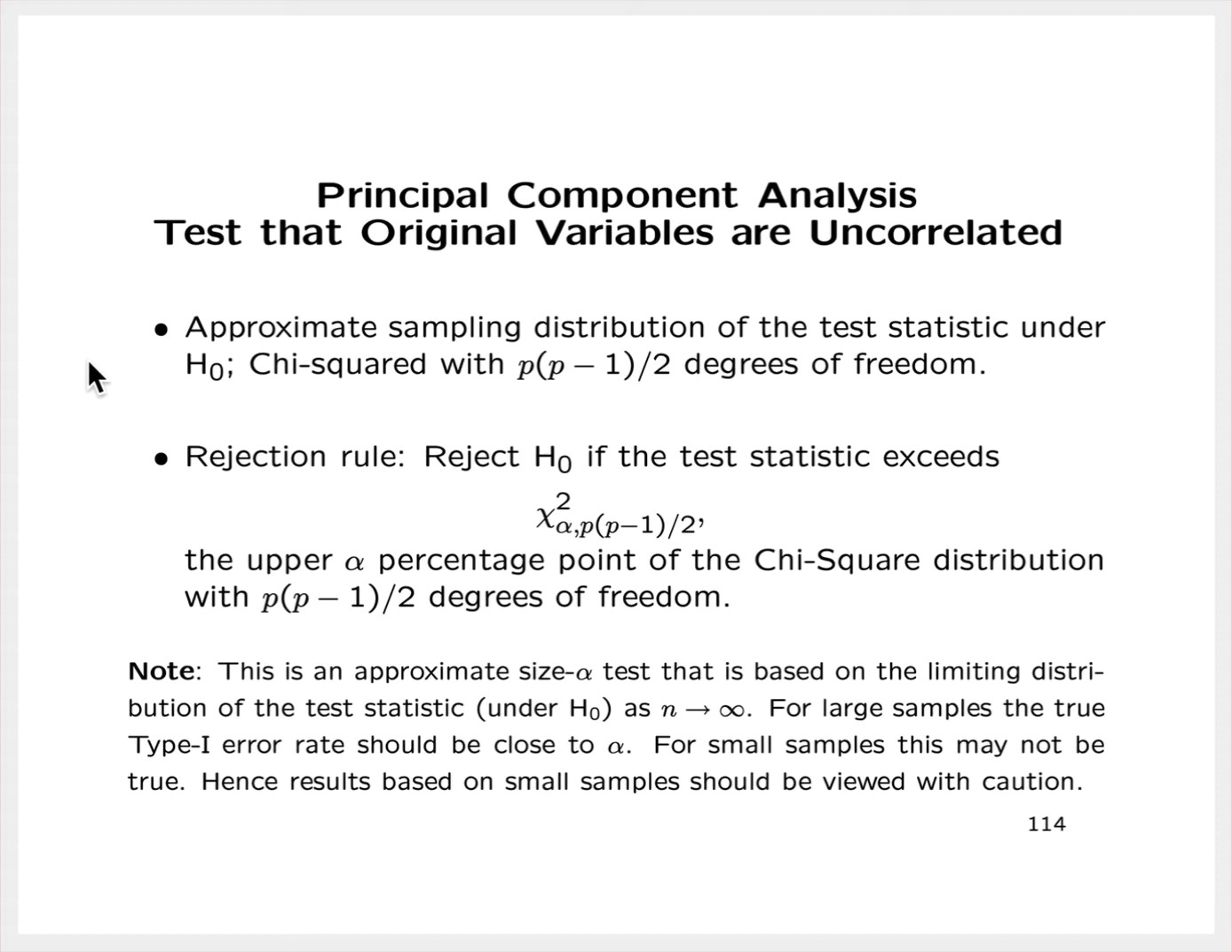Now, the approximate sampling distribution of this test statistic under the conditions of the null hypothesis is the chi-squared distribution, and the degrees of freedom of that distribution are p times (p minus 1) over 2.